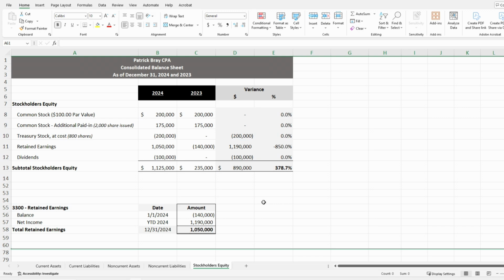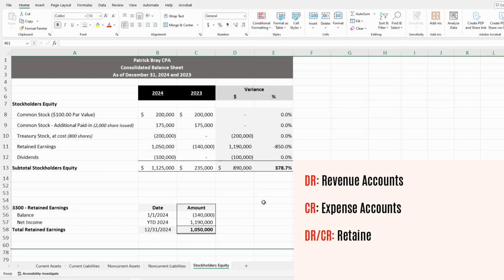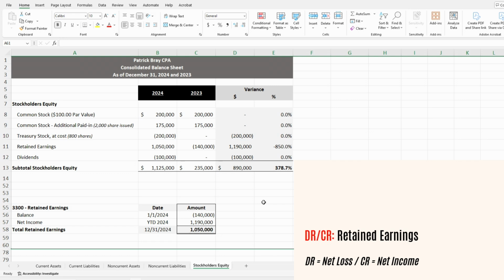So when you're closing your books, when you close out the income statement, you run year-end procedures, it's going to close all your income statement accounts. It's going to debit the revenues, it's going to credit the expenses, and the other side of that entry, which ultimately is net income, is going to be retained earnings. That's 3,300. A lot of times your software does this for you automatically when you're doing the year-end close.